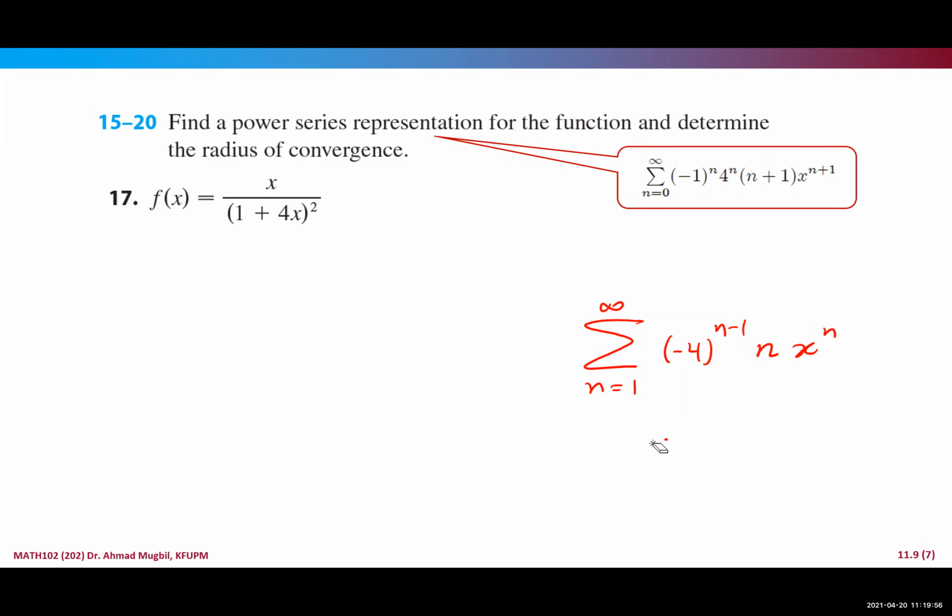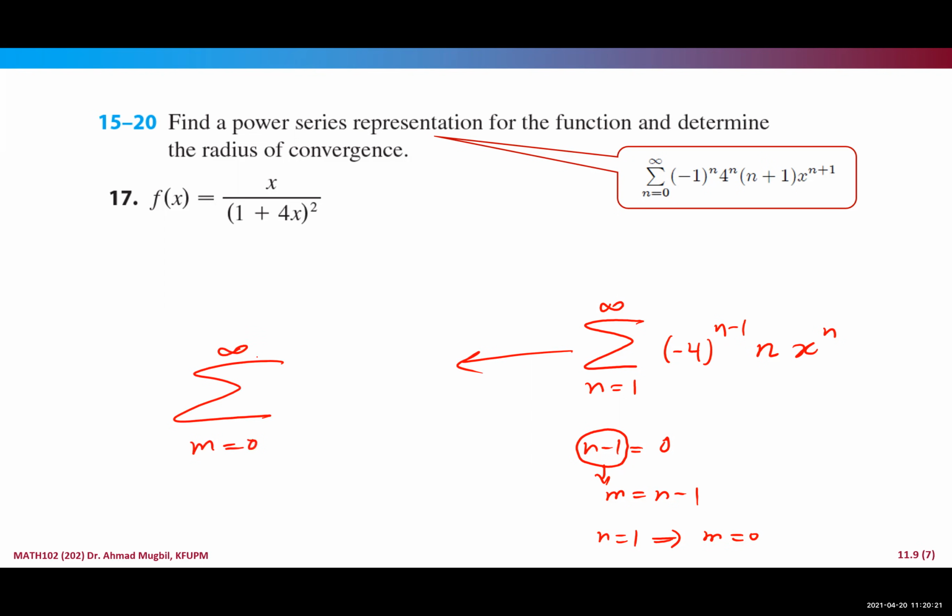So how to do that? You can re-index, but to start from 0, you want to start from 0. Just here, look at this. It is n minus 1 equals 0. So let m equal n minus 1. If n is 1, then m is 0. So you have now this series equals sigma starting from 0 to infinity.